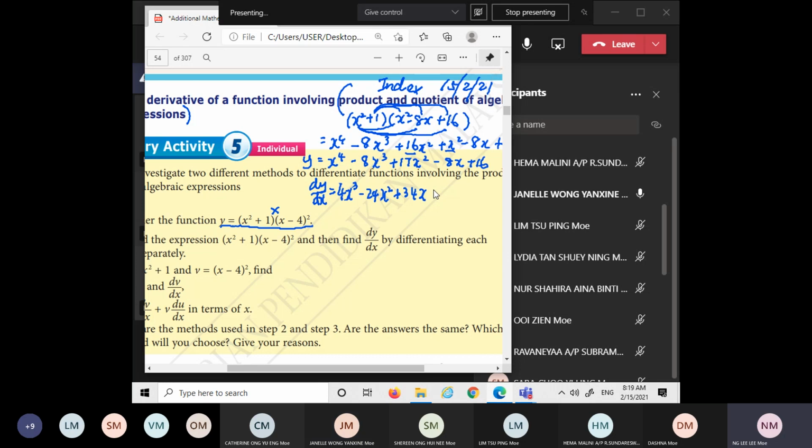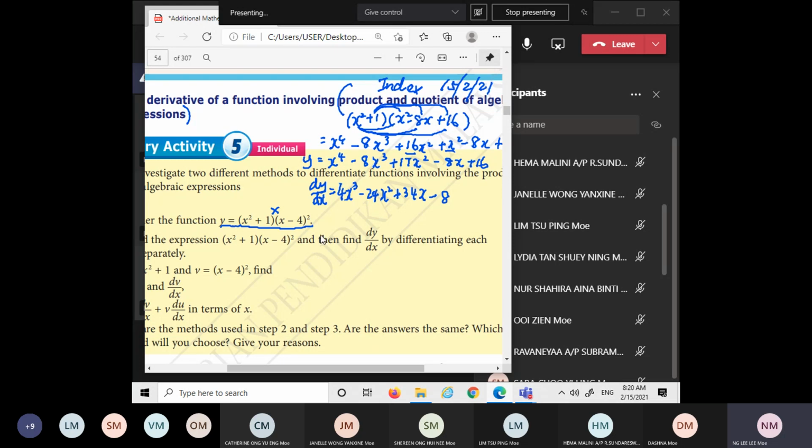Very good. Okay, lastly, Shoping. Okay, Shoping can differentiate 16? Cannot. What's your answer? 0. Yeah, 0. You cannot say cannot. You cannot do. Okay, you differentiate 16, you get 0. Okay, so that's all. After you differentiate all this, you will get this.